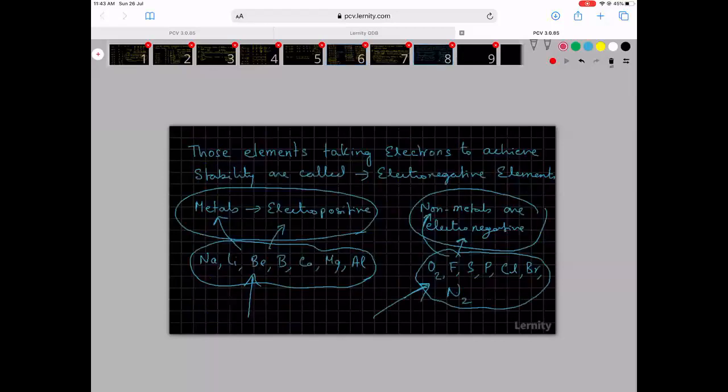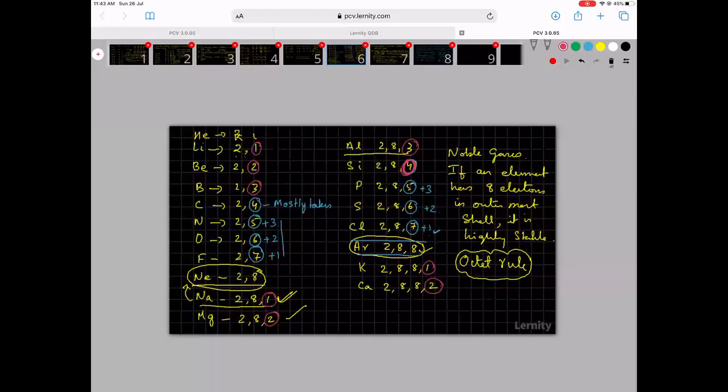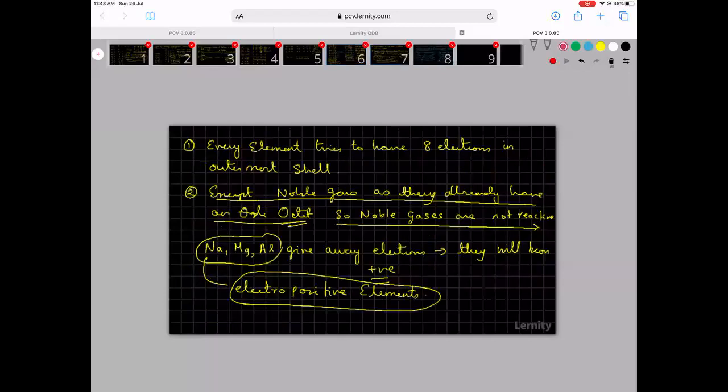Okay, sixth slide I showed you. Seventh slide is here. Every element tends to have 8 electrons in the outermost shell, except noble gases, as they already have an octet. So noble gases are not reactive. Sodium, magnesium, aluminium, these are examples which give electrons. All those which give electrons are called electropositive elements. Electropositive elements are metals. Electropositive means they give electrons to attain stability.